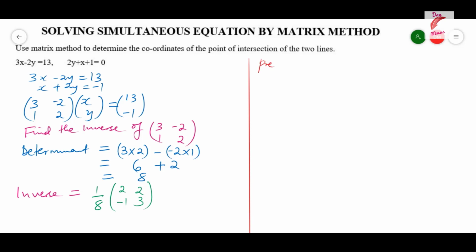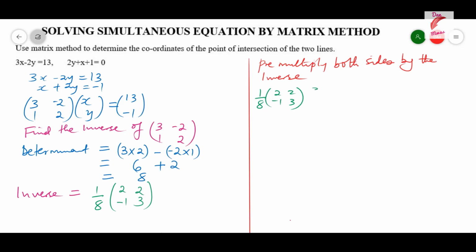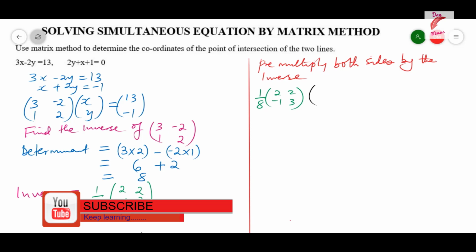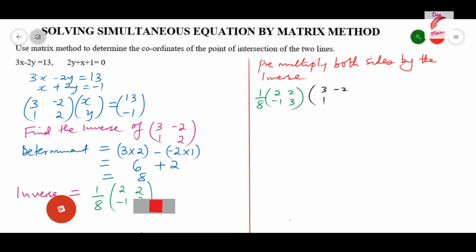pre-multiply both sides by the inverse. So we shall get both sides of this equation, and the inverse we've got is 1/8 of 2, -1, 2, 3. So this is 3, 1, -2, 2, the matrix.